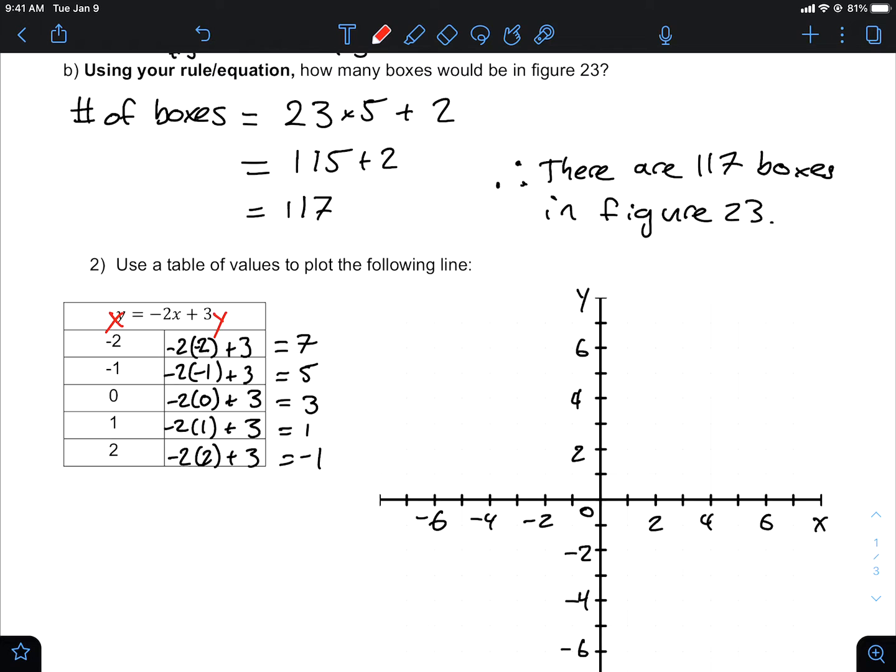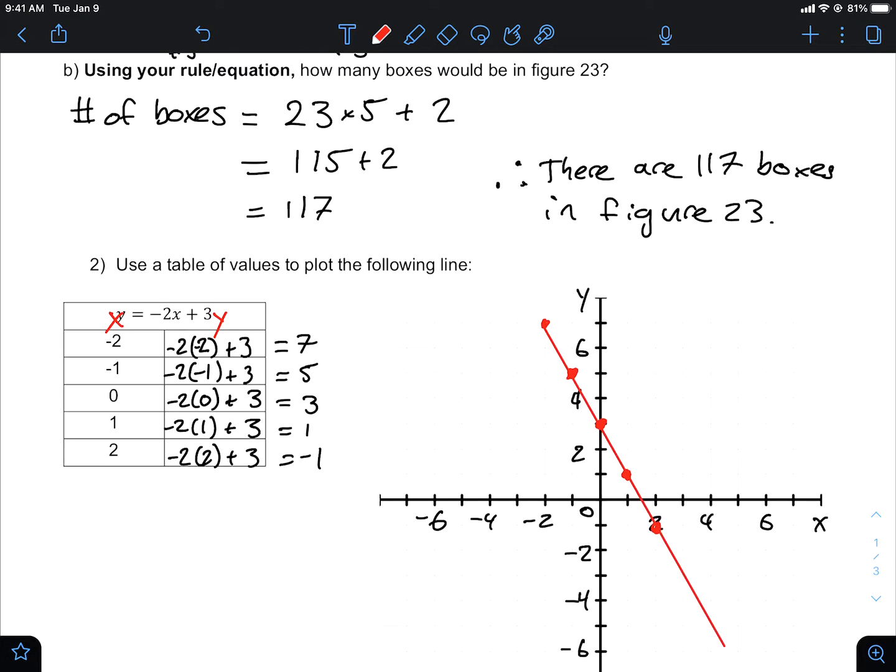So our first point is going to be negative 2 and 7. So we have x value of negative 2, y value of 7. That just comes from the first point in our table, obviously. Our second point is going to be x is equal to negative 1, so just 1 across, and y is equal to 5. So it's going to be there. And then we carry along. So we've got 3 when x is 0. When x is 1, y is also 1. And then when x is 2, y is negative 1. So that gives us 5 different points. And that's plenty as far as actually getting a line out of that.